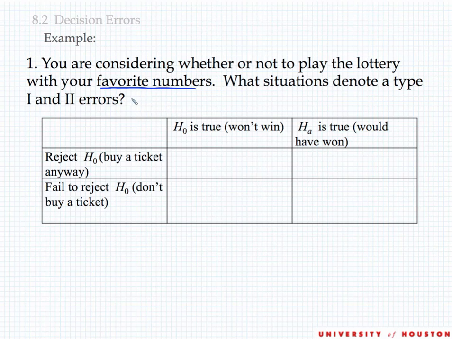So let's say that our H naught is that we're not going to win the lottery. There's a very small chance that we would anyway. If we reject the null hypothesis, assuming ourselves that we would win and buy a ticket anyway, and our null is true that we won't win, then we've committed a type 1 error. And in that case, we bought a ticket and we didn't win. We're out the price of the ticket, sorry.